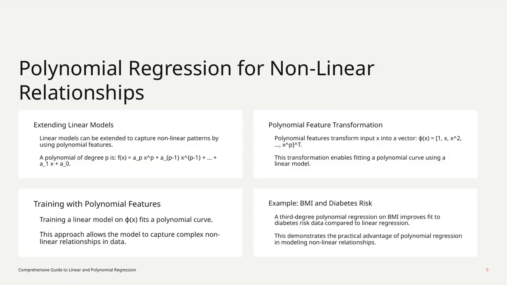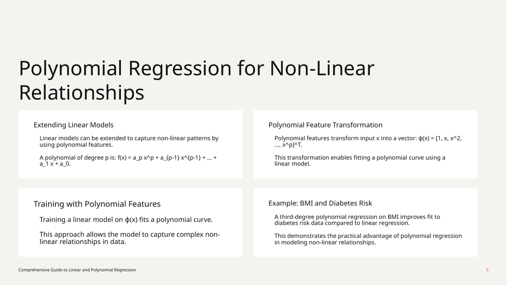Now, let's dive into polynomial regression for nonlinear relationships. Imagine we're looking at how BMI relates to diabetes risk. A simple linear model might not capture the true complexity of this relationship, but by using a degree polynomial regression, we can improve the fit significantly. This shows the practical advantage of polynomial regression in modeling more intricate, nonlinear patterns in data.